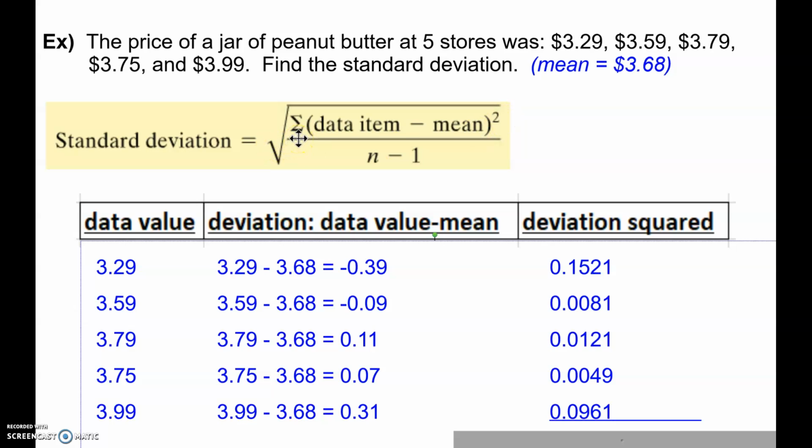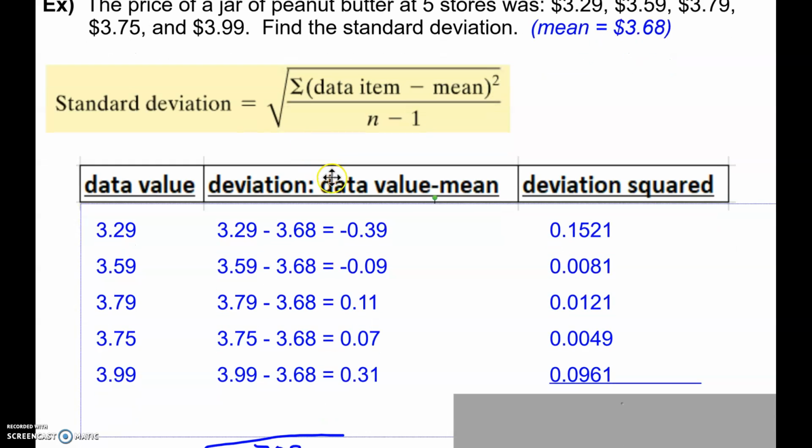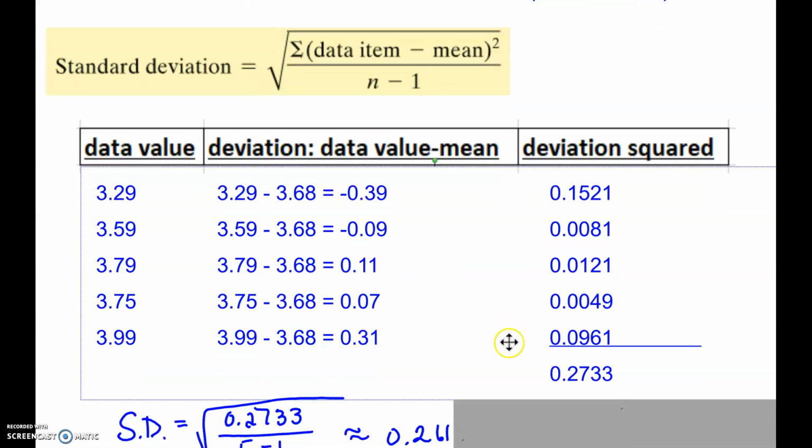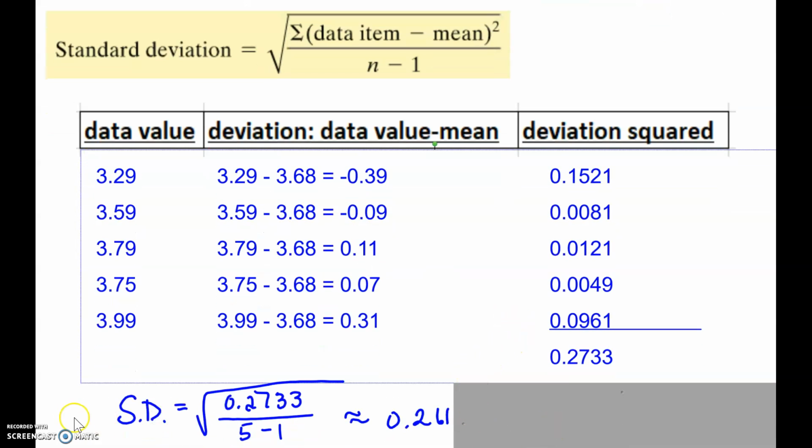That weird little symbol in front of those parentheses is called sigma, which means we need to add up each of those. And when I do that, I get 0.2733. Okay, so I took the difference between each data item and the mean and squared the value, then added up all those. So now to calculate the standard deviation, we're going to take the square root of that 0.2733 divided by the 5 minus 1. 5 is the n, which is just the number of data points we have, and then I get 0.2614.